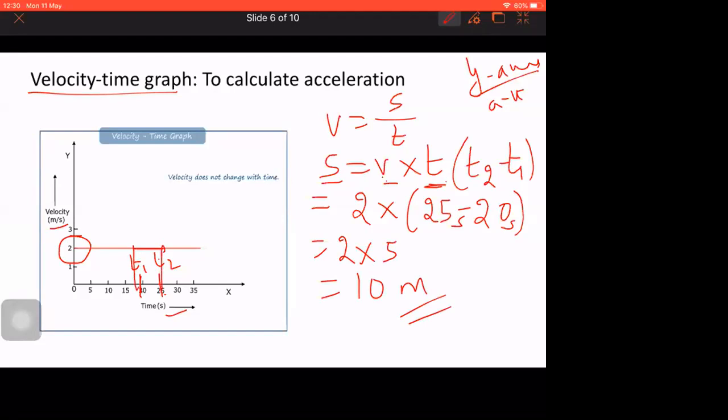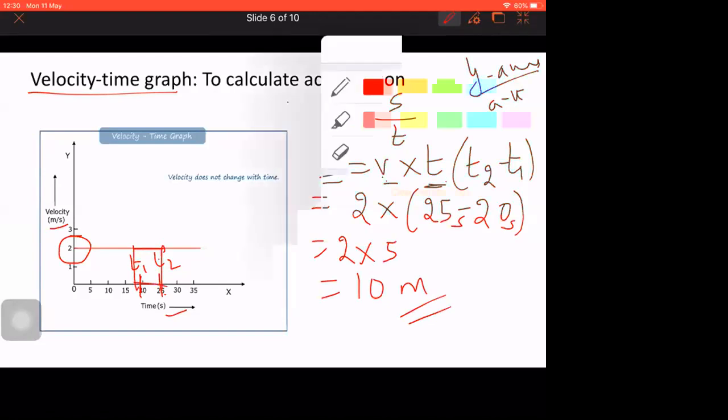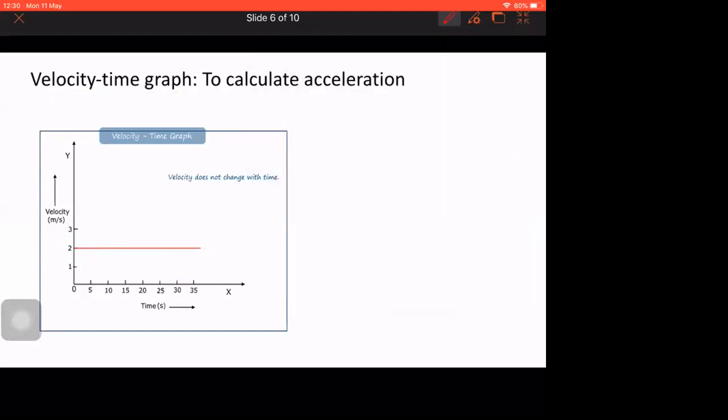I didn't understand, ma'am. Okay, wait. I think what I'm trying to do here is, because I have a velocity time graph, I know velocity and time. Acceleration, however, is 0. It is clear from the graph. No need of any calculation here.